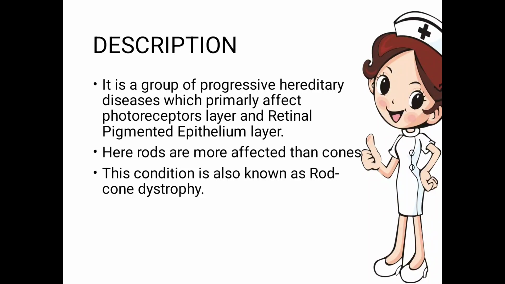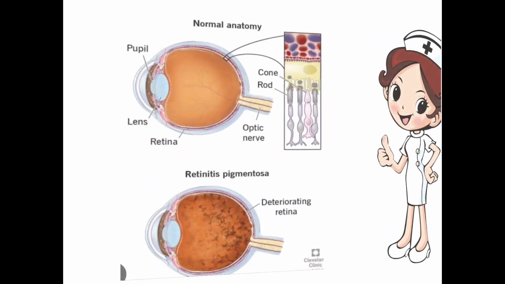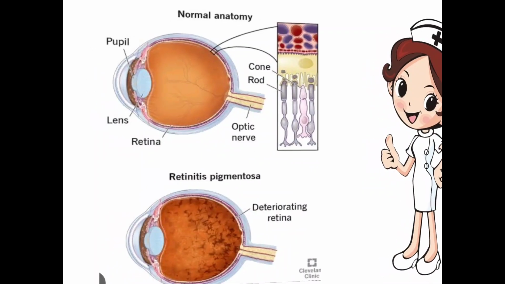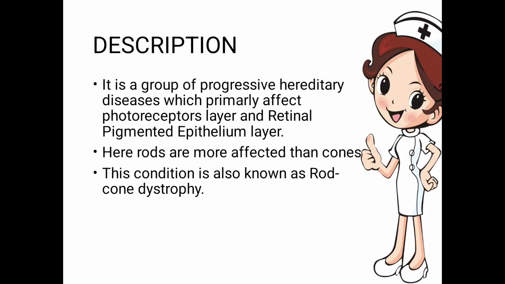In the photoreceptor layer, the rods and cones are present, which give us color vision as well as night vision. Here the rods are more affected than the cones. Rods give us the night vision and cones give us the color vision.